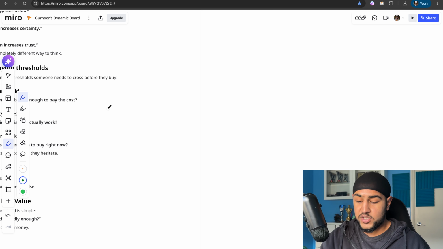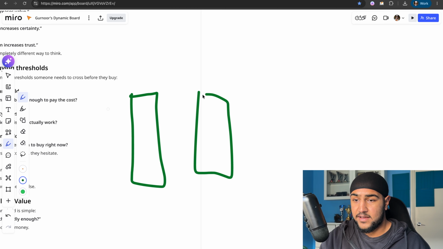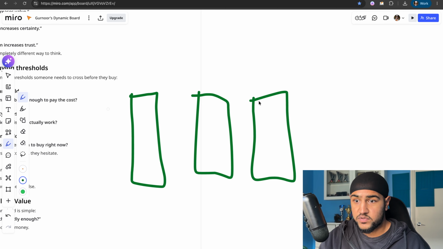So you have to visualize this as literally these, I don't know what you'd even call it, but let's just say these little thresholds, you could say.